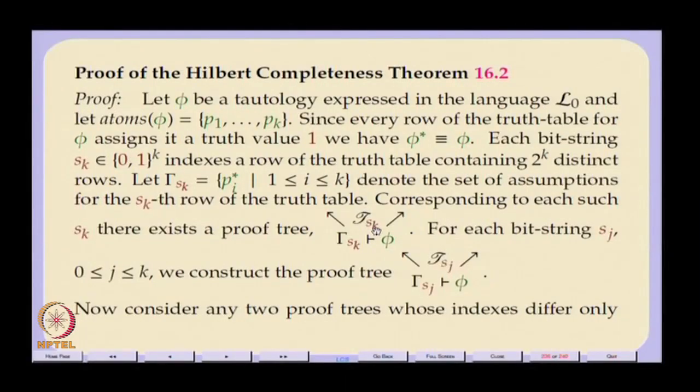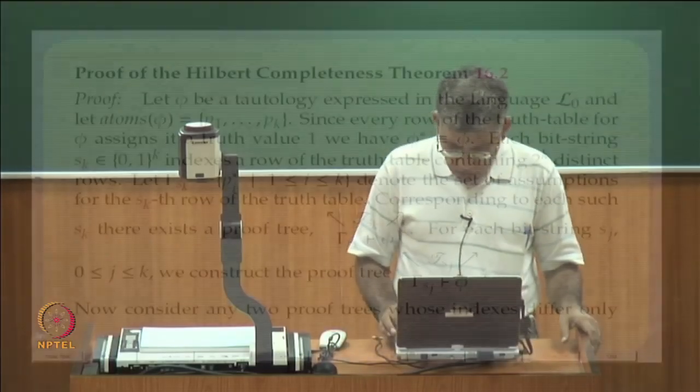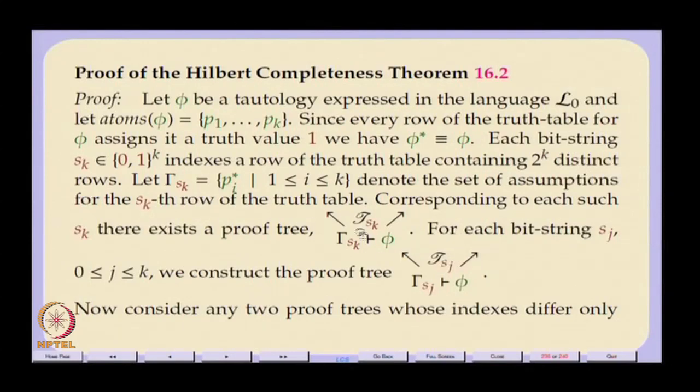So, there are 2 raised to k rows in the truth table, and we have 2 raised to k different proof trees, one for each string S k. There are 2 raised to k bit strings of length k, right. So, what we are going to do is contract these bit strings till you come to the empty bit string, right. In order to do that, consider 2 bit strings which differ only in the last bit, the rightmost bit. Assume that we have already got T S k for all of the cases.